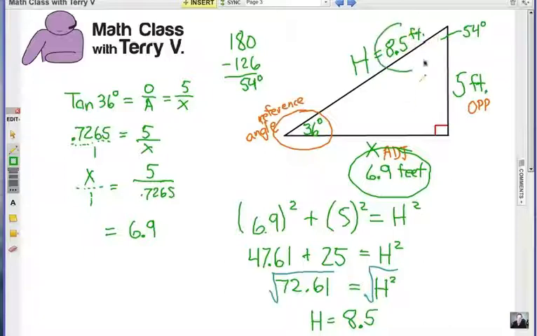All right, so I've got the missing angle, I've got a missing leg, and I've got a missing hypotenuse, so I know all 3 sides, all 3 angles of this triangle. That's an example of solving right triangles.